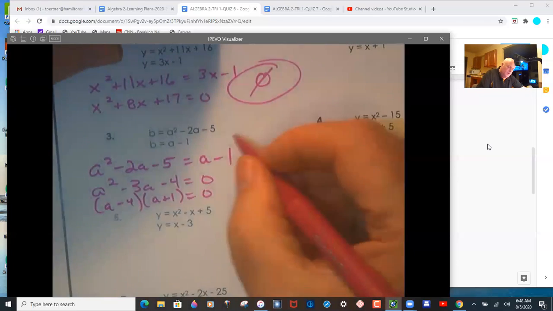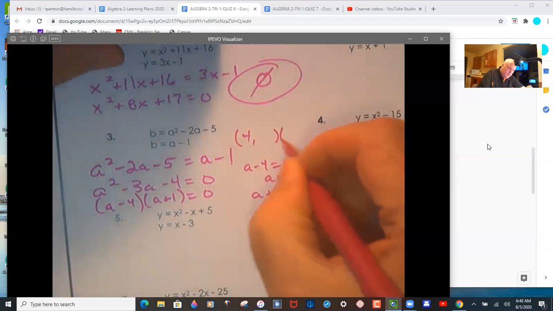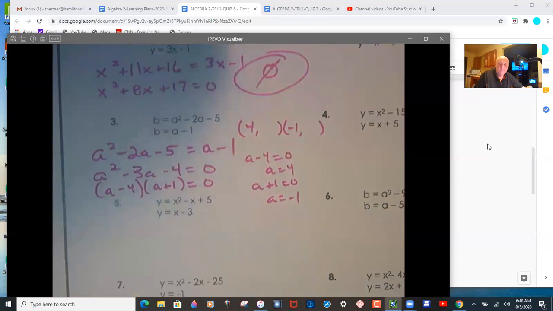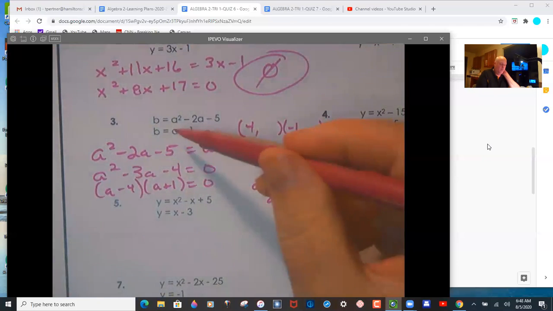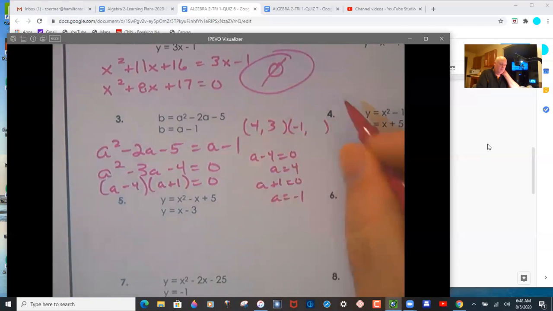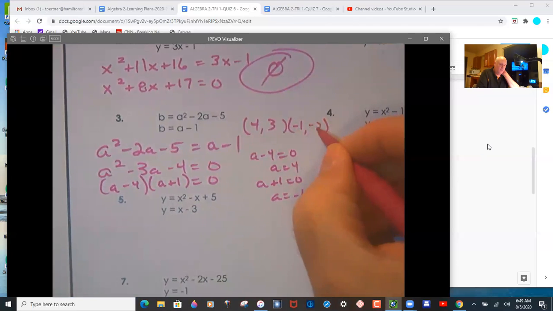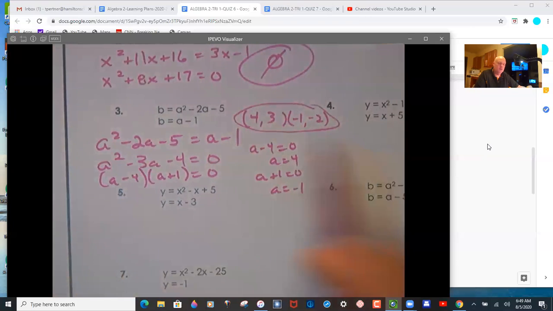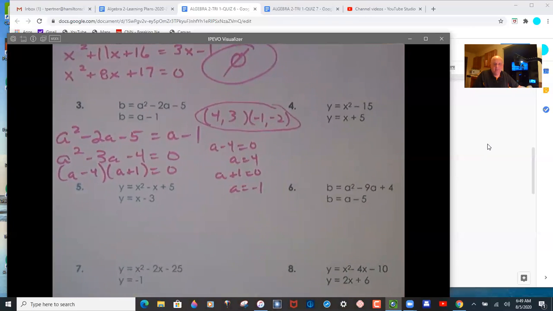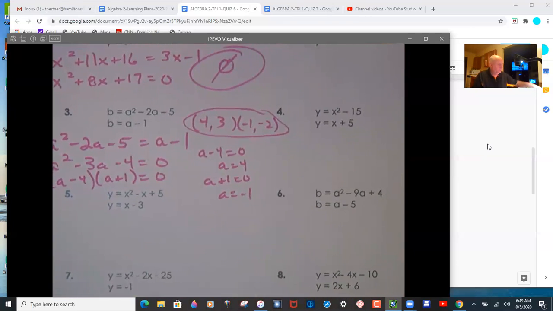But if you need to use that zero finder, you go right ahead. So 4 goes in, 4 minus 1 is 3, and then -1 minus 1 is -2. Remember to use the linear one to get the y values. You can graph these. You should graph these.